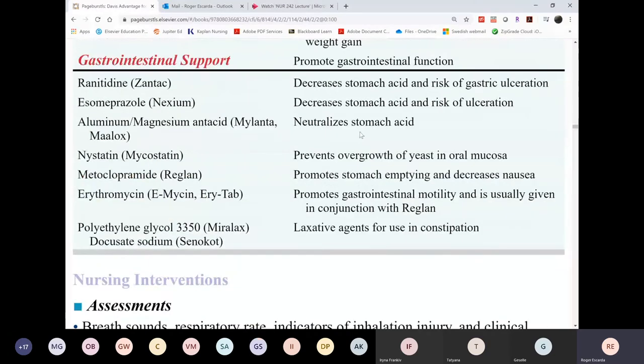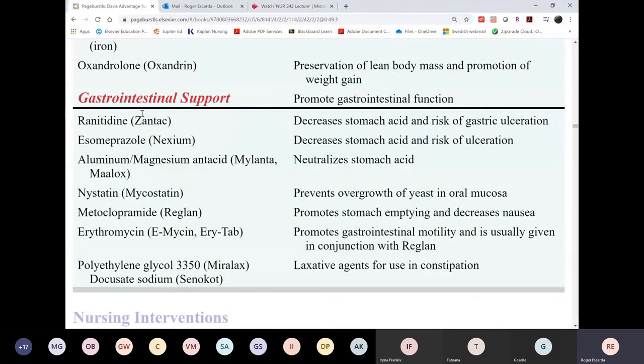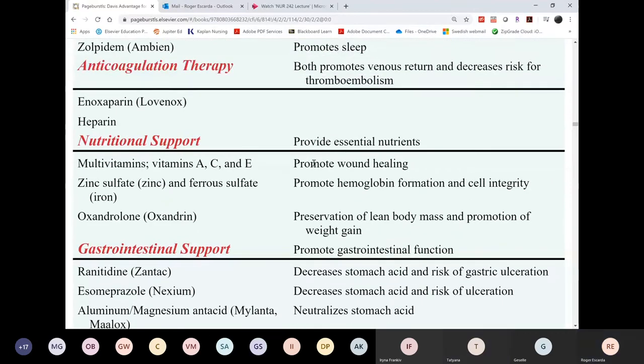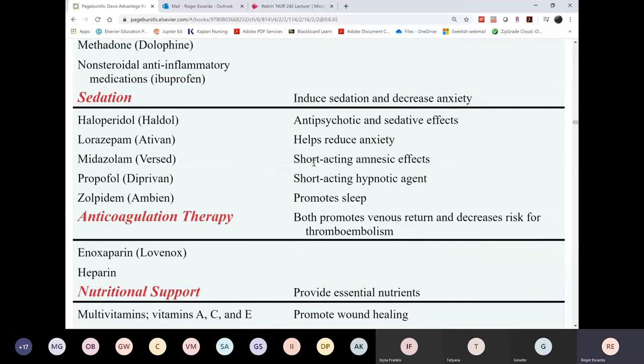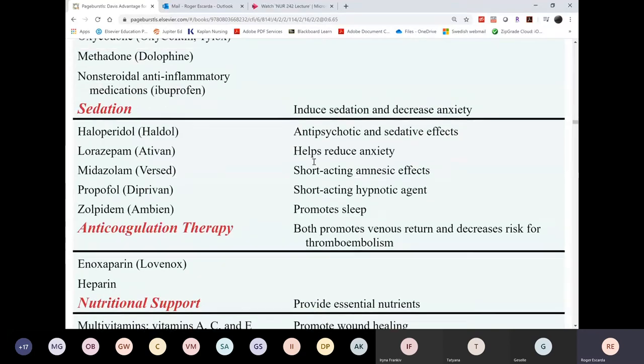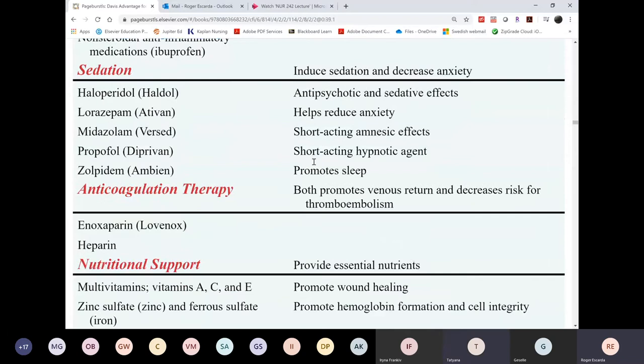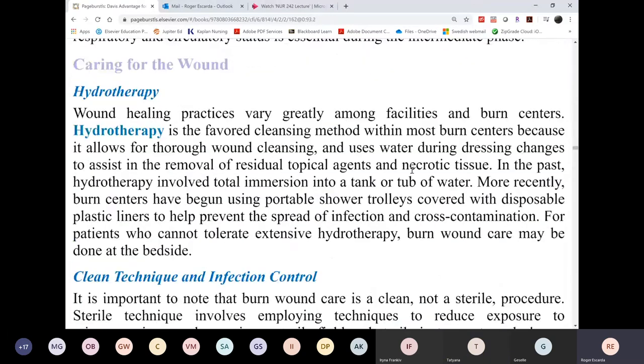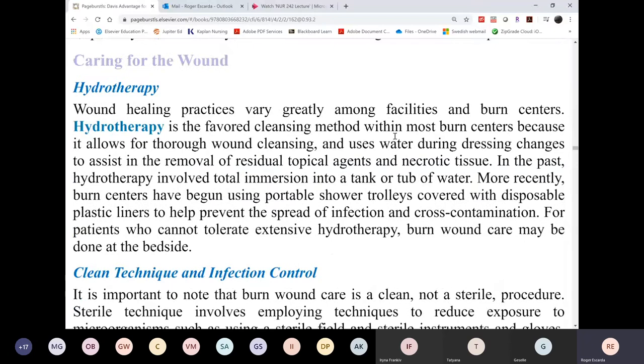The others, of course, this is a stressful event. They must receive prophylactic PPIs or H2 receptor blockers to prevent stress ulcers. Don't forget to feed the patient. And they're also at risk for blood clots, definitely, because they're immobile. And that's it. Let's go straight now to wound care.